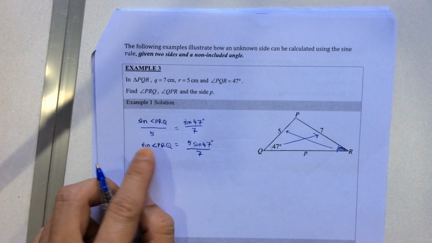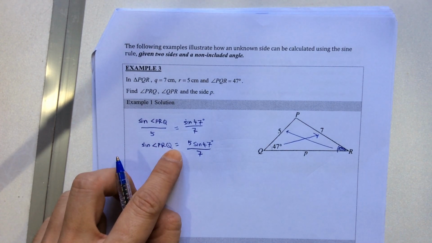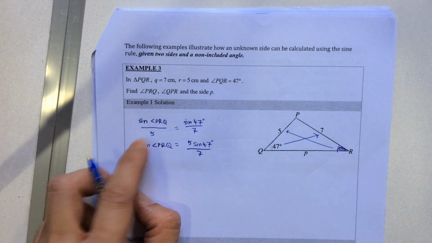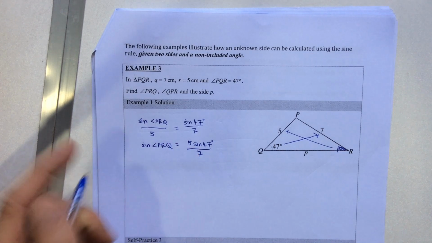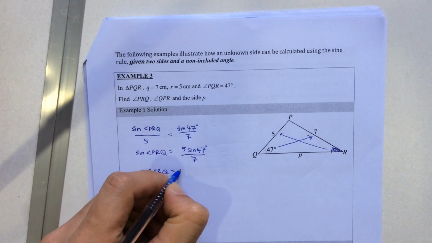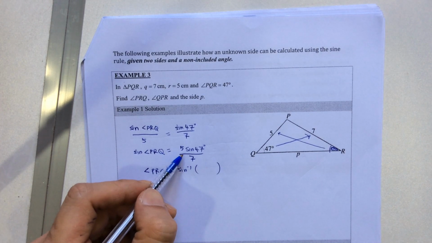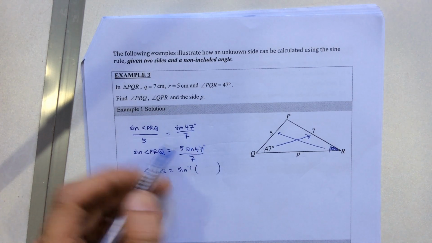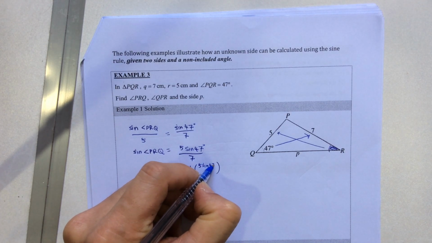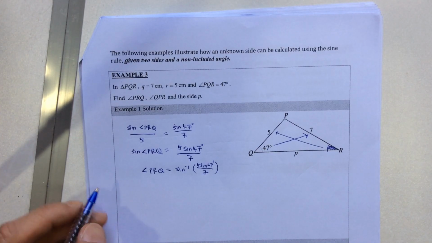From the previous chapter we have learned that we can find angle PRQ by moving the sine. When the sine moves to the other side, it becomes sine inverse, and you have angle PRQ equals the sine inverse of the right hand side. So this whole fraction here, you have to put it here, over the 7, and you will get the value of angle PRQ.